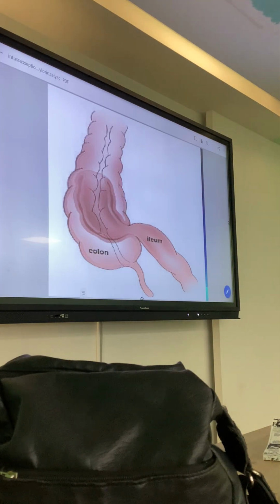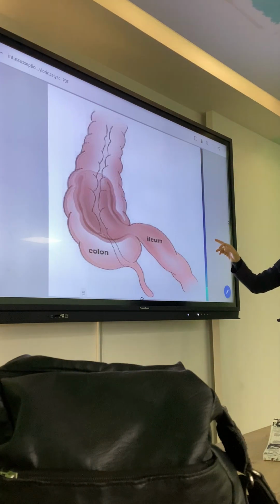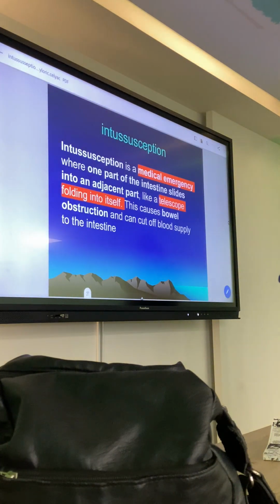What's the name of this? The ileum goes into the colon. You say ileocolic intussusception. The name is hard to pronounce, but remember, this is a very, very common surgical problem in pediatrics.